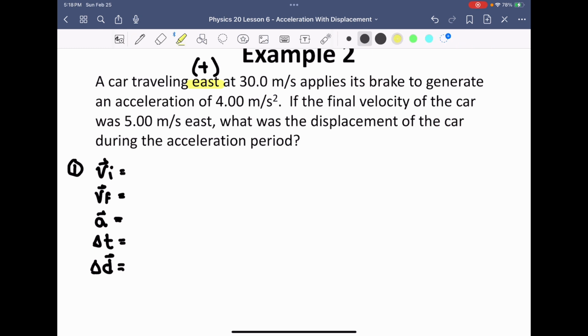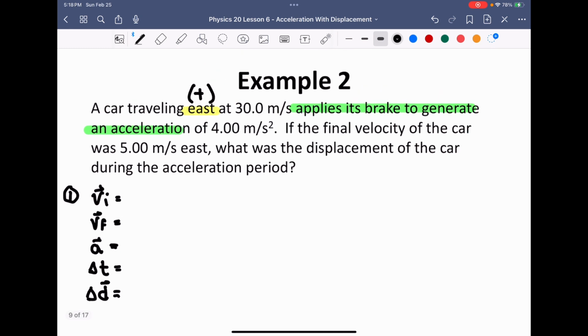If they then apply the brakes, this is really important. They apply the brakes to generate an acceleration. Applying the brakes means that the acceleration is going the opposite direction. So realistically, applying the brakes is saying that the acceleration is in the negative direction, opposite of the direction we're traveling. If the final velocity of the car is 5 meters per second east, again this is positive, what was the displacement of the car during the acceleration period?